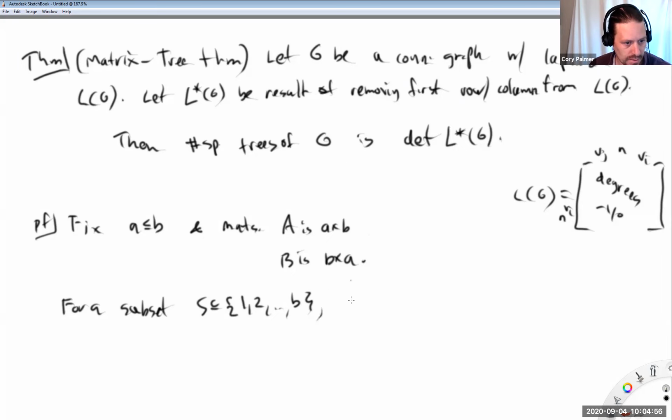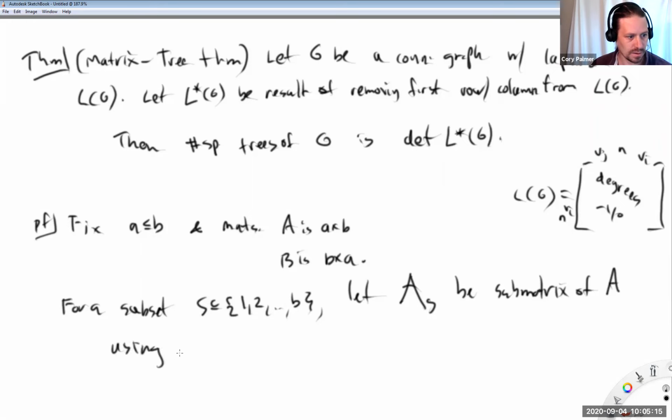Let A sub S be the submatrix of A, let's say, using the columns of A indexed by S. So what do I mean by that?